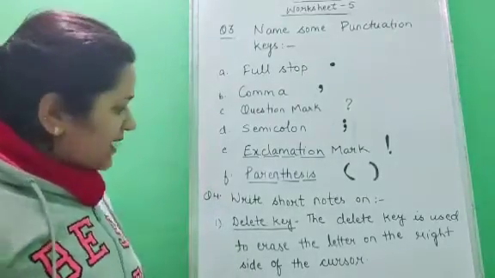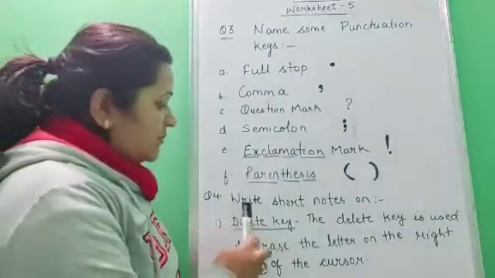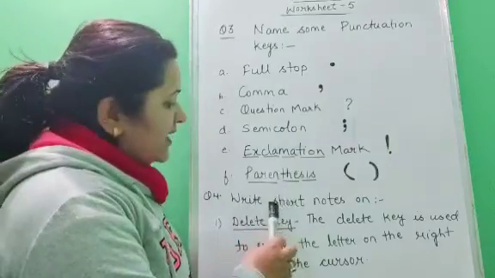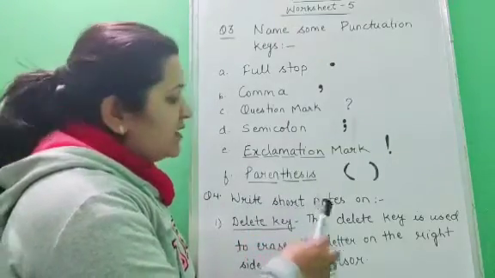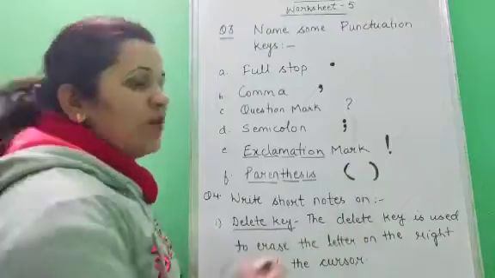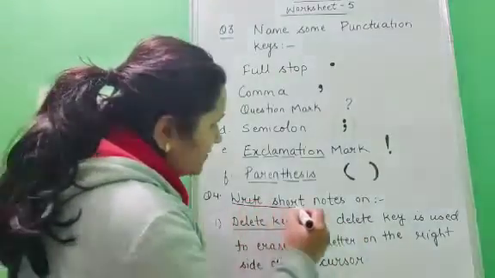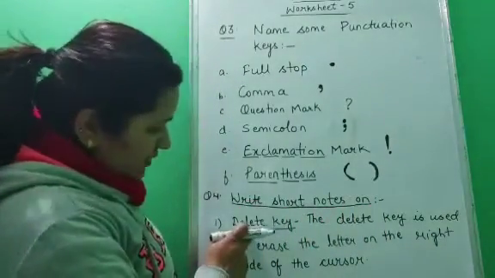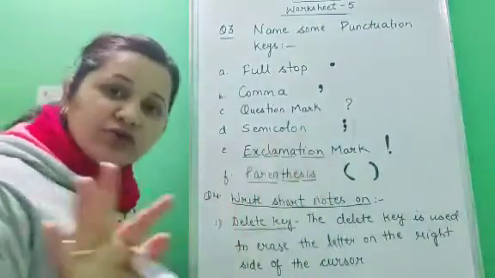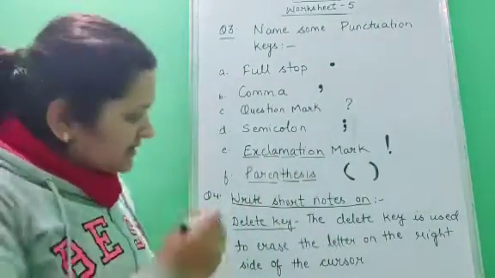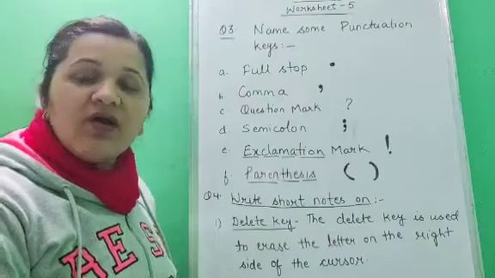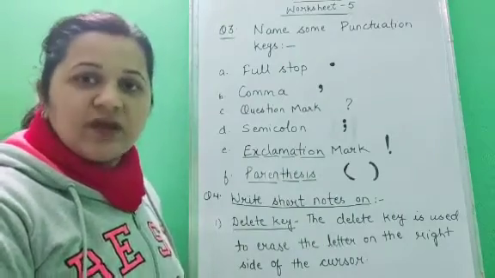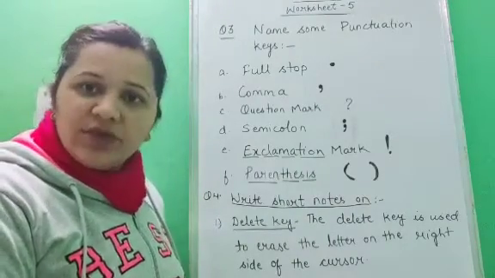Okay, children. Now, question number 4. W-R-I-T-E, write. S-H-O-R-T, short. N-O-T-E-S, notes. O-N, on. Write short notes means whatever you know about these words, you can write it down in your own words also if you know how to write it down. But still I have written the answer over here because it is not possible for you to write down the answer in your own words.